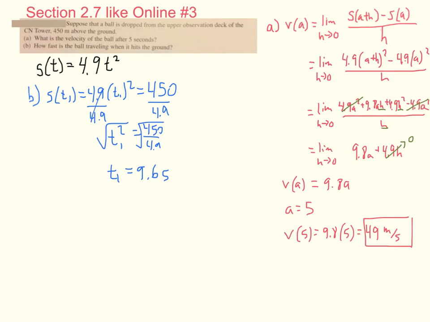The problem asks how fast is the ball traveling. So we're going to take this time, 9.6 seconds, and use our formula for velocity again to find v of 9.6, which is given by 9.8 times 9.6, which gives us something in the ballpark of 94 meters per second. So that's how we do something like online number 3.